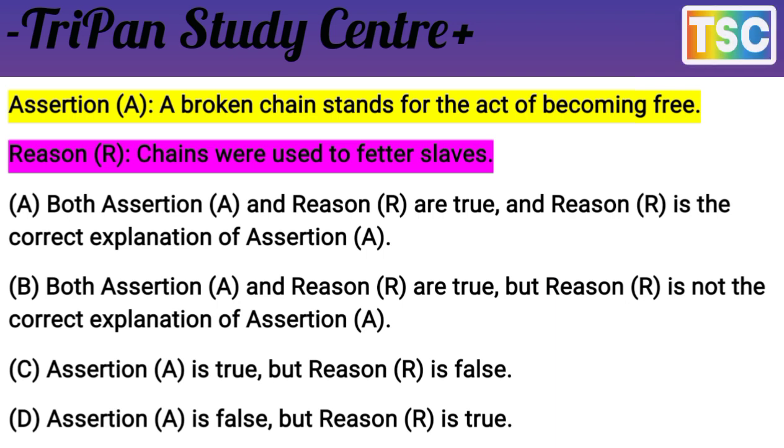It means option A is correct. The assertion: a broken chain stands for the act of becoming free. And the reason: chains were used to fetter slaves. That's important, option A is correct here. It means both A and R are correct. The assertion and reason are true, and reason R is the correct explanation of A. Option A is correct.